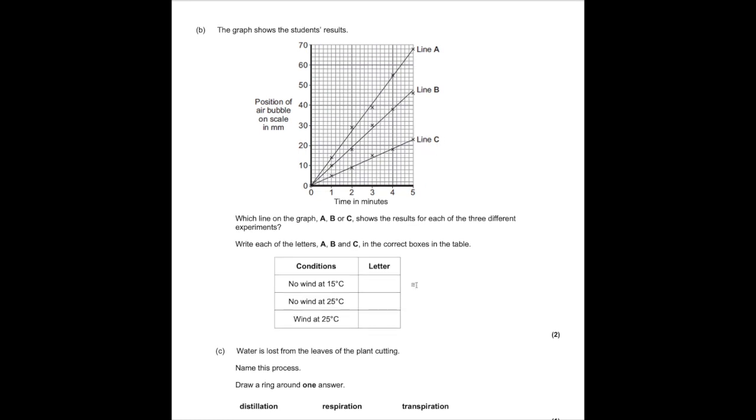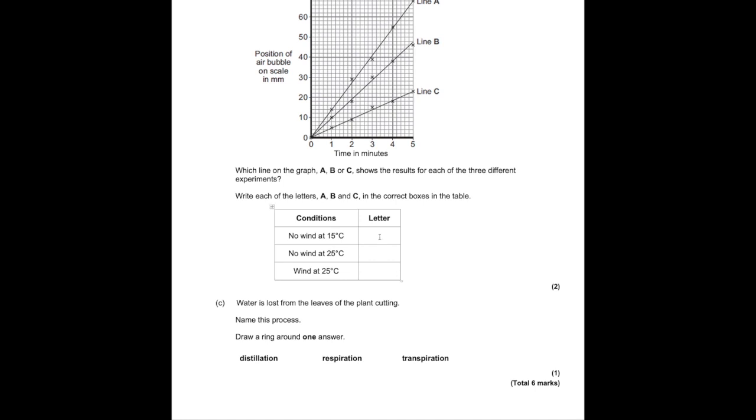So we need to write the correct letters in the correct boxes. So no wind at 15 degrees C, so we have the lowest temperature and also that there's no wind. So this one would be line C. So this is going to be our lowest rate of transpiration, which is kind of similar to what we saw in our own experiment where when there was no wind, it was the lowest rate of transpiration. No wind at 25 degrees C is probably going to be a little bit higher.